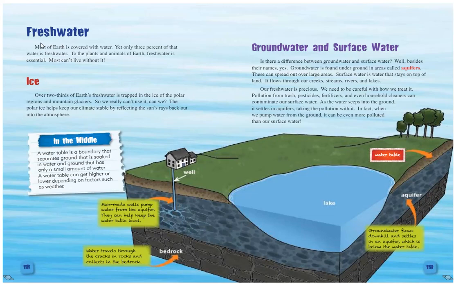So coming out of the ocean, we're now looking at the freshwater. Most of Earth is covered in water, yet only 3% of that water is freshwater. To the plants and animals of Earth, fresh water is essential. Most can't live without it.